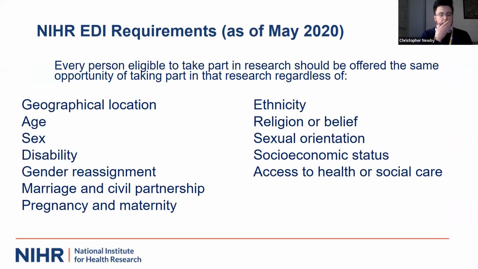Thank you, Becky. So the NIHR EDI requirements were disseminated in May 2020. There are 5 main points. This is the first point: that every person eligible to take part in research should be offered the same opportunity, regardless of their characteristics, and that includes the protected characteristics from the Equality Act, and also additional ones like geographical location and socioeconomic status, which we know can affect healthcare and health outcomes. Next slide, please.